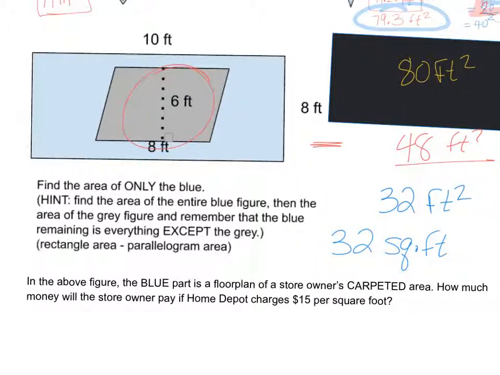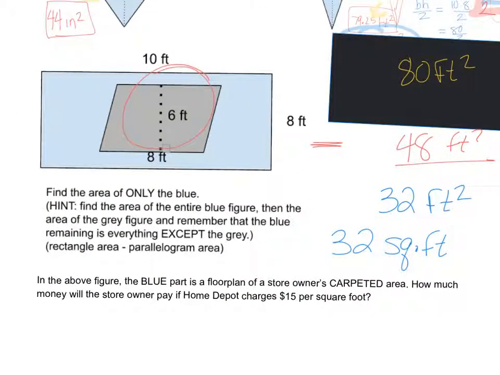If you read this question, it says, in the above figure, the blue part is a floor plan of a store owner's carpeted area. How much money will the store owner pay if Home Depot charges $15 per square foot? Well, I figured out how many square feet. How do I figure out how much money they're going to pay? You multiply it.